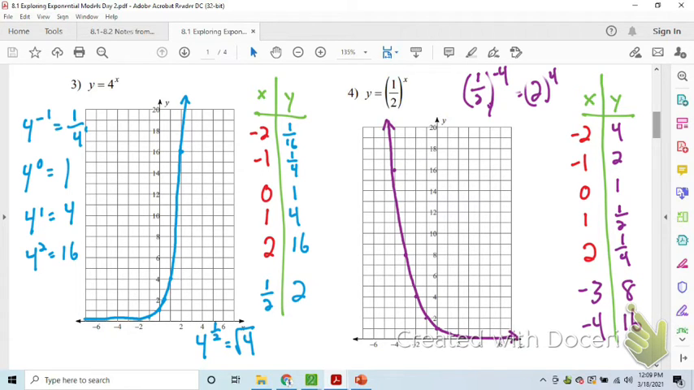So then, once again, I would love for you, on number 3, to write growth, because this is an example of exponential growth. For number 4, since it's 1/2, it's going down, so it would be decay.